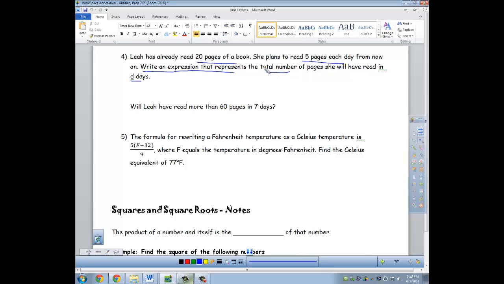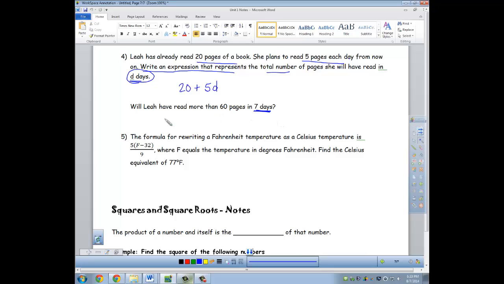Okay, so she's already read 20, so we're going to start with 20. And since it's the total, we know we need to add something to it. And 5 pages each day. Well, the number of days can change. They told me to use the variable d for days. So 5 pages each day would be 5 times d. So there's my expression.